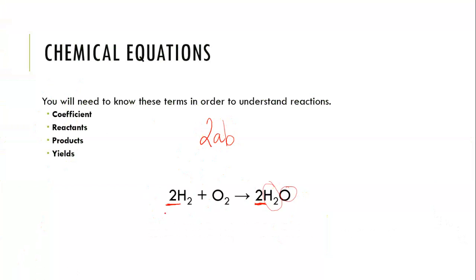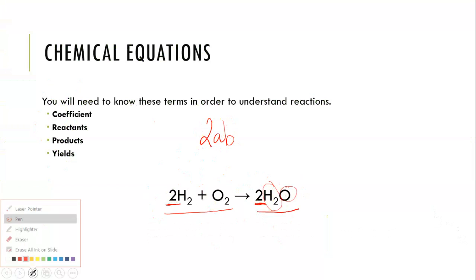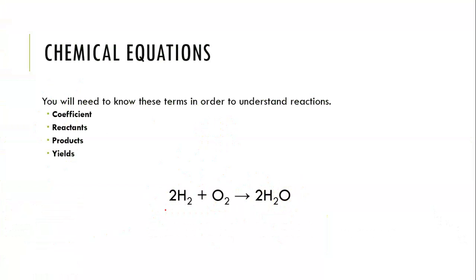The reactants are the things on the left-hand side of the equation, and the products are the things on the right. The reactants are kind of like the ingredients of what goes in, and the products are what comes out. You read the arrow here as yields. So you would read this entire reaction as 2H2 plus O2 yields 2H2O.